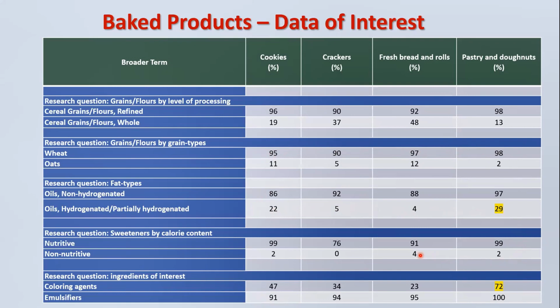And not all baked products are the same. For example, pastry and donuts have the highest proportion of the use of hydrogenated and partially hydrogenated oils. About 1/3 of the products reported their use. And additive type ingredients such as coloring agents are the highest in pastries and donuts. About 70% of products use a coloring agent.